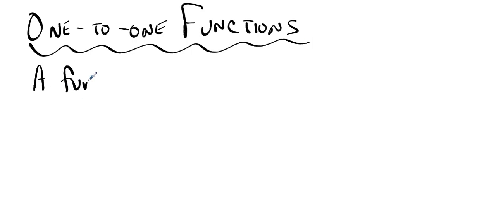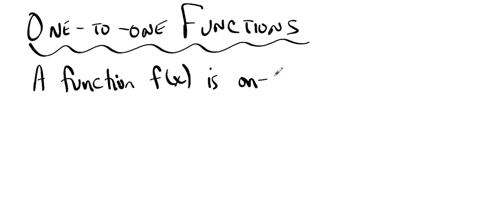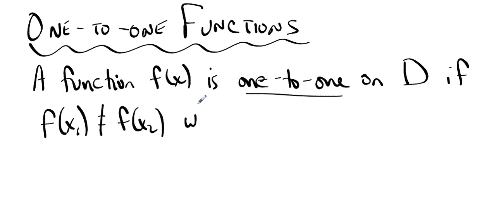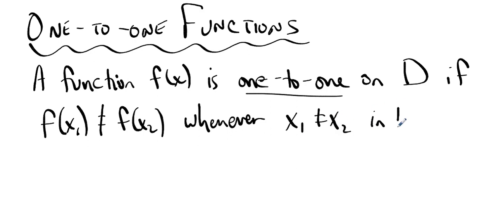Well, we say that a function f of x is one-to-one on some domain D if f of x1 is not equal to f of x2 whenever x1 is different than x2 in D. Now, luckily, you're watching a YouTube video, so you can hit pause if you're thinking, what in the world is that? But really, this is an idea that you're familiar with.